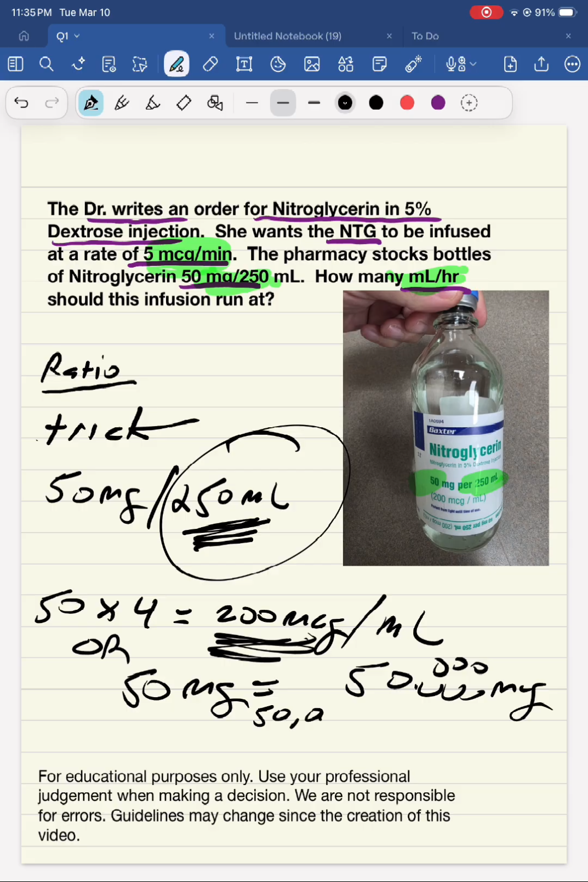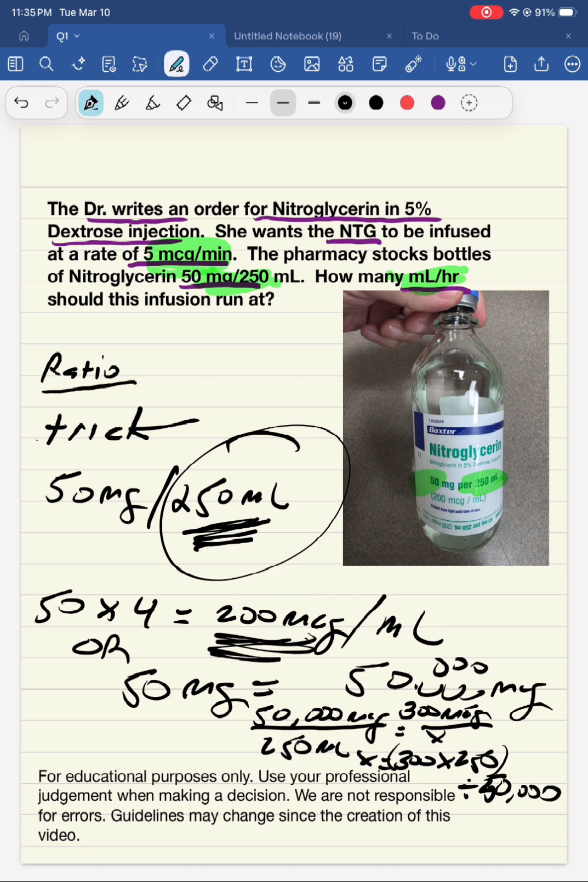So we have 50,000 micrograms, and we want, what's the dose? 300 micrograms. So if you have 50,000 micrograms in 250 ml, and we want a dose of 300 micrograms, which we figured out before is what we're going to use per hour, so 300 times 250 divided by 50,000 is equal to 1.5 ml. And again, don't forget it's per hour. So these are a few different ways you can do this problem.